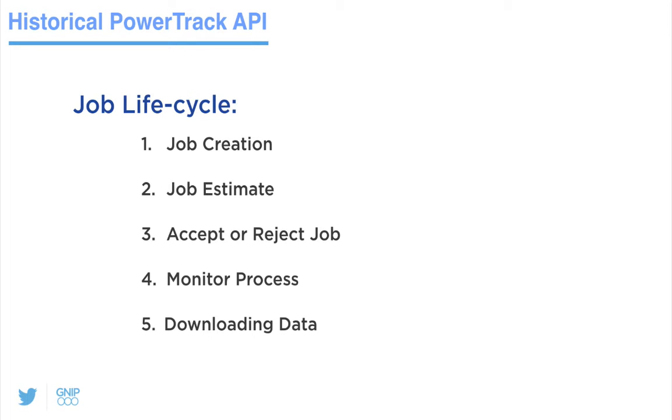And while that process is running, you can use the API to monitor the progress of the job. Is the job 50% done? Is it 75% done? And then finally to confirm that the job is complete. And then the final step of this life cycle is the actual downloading of the data.